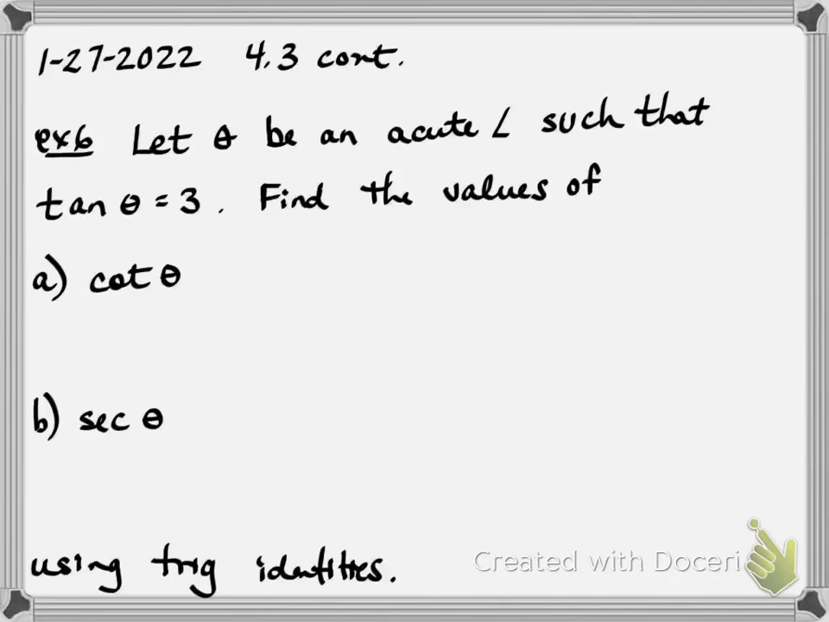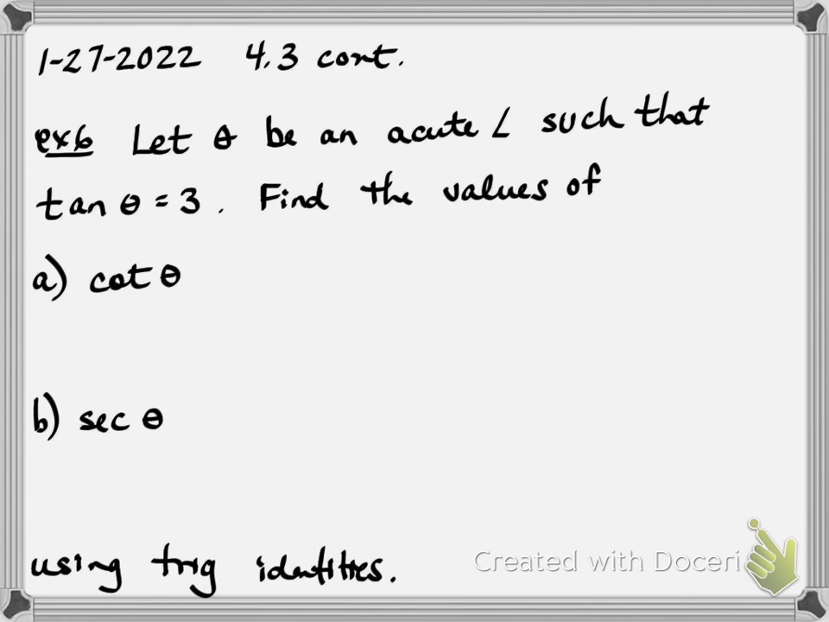Okay, here are the notes for today. Picking up in 4.3, example 6, let theta be an acute angle such that the tangent of theta equals 3. Find the values of cotangent theta, secant theta, using trig identities.